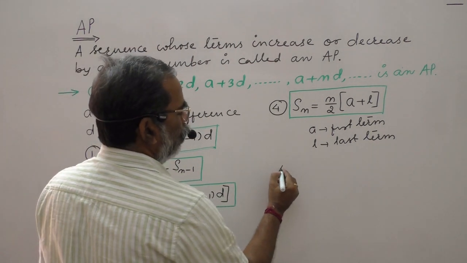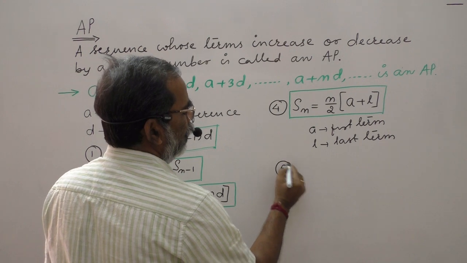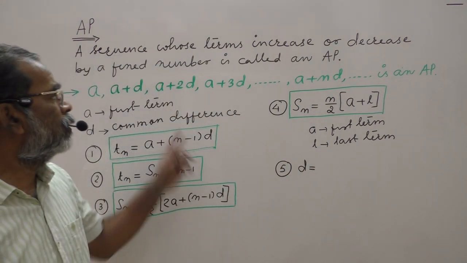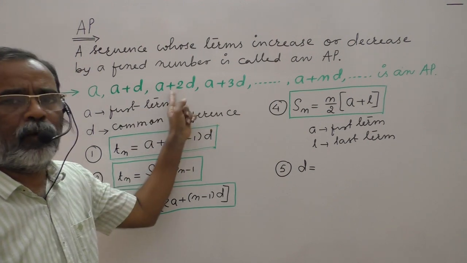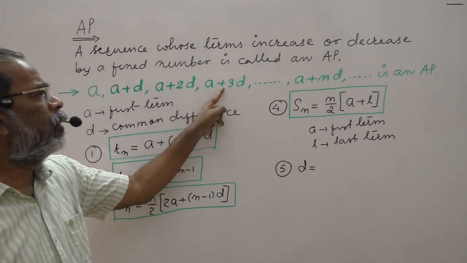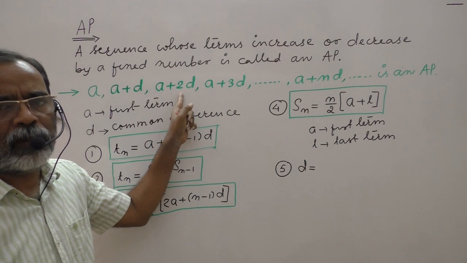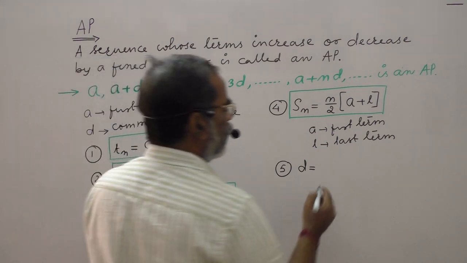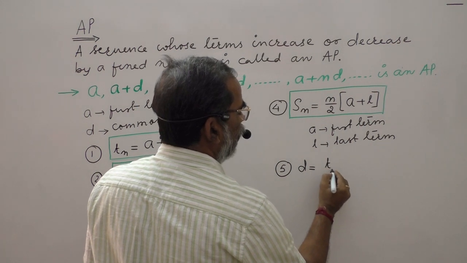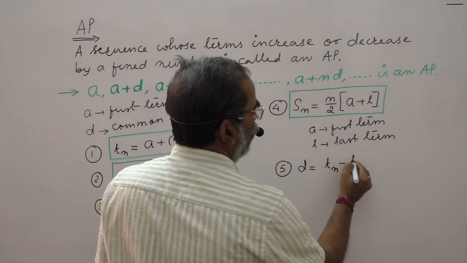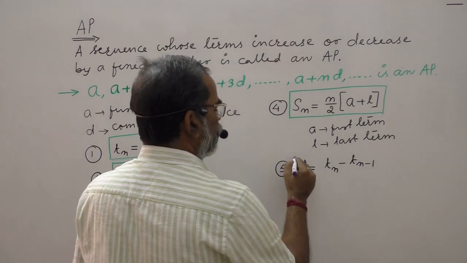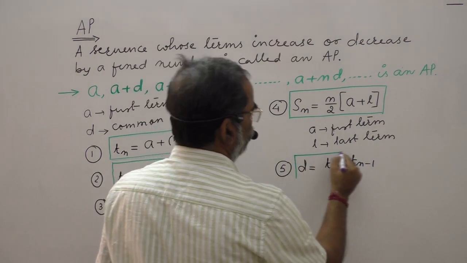Also, how to find the common difference D? It is of course simple. What is the common difference? The difference between any two terms. T3 minus T2 will give us D. T2 minus T1 will give us D. In general, this can be written as Tn minus Tn minus 1. So this will give us the common difference.